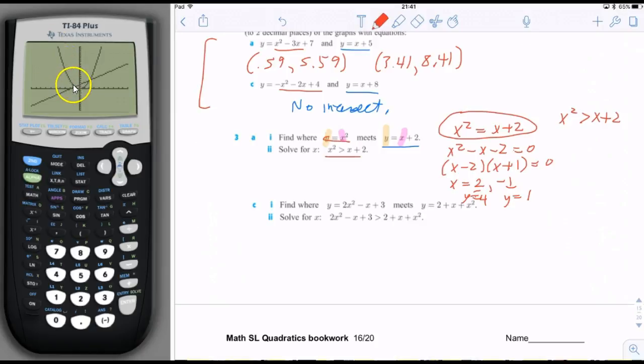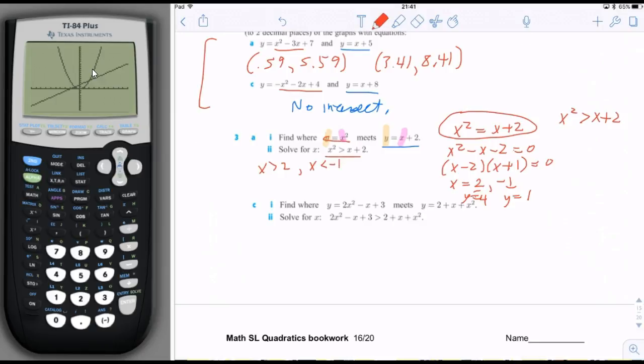The red function is higher than the blue function on this piece and on this piece. So this piece would be x is less than negative 1, and this piece would be x is greater than 2. So that's the answer, actually. It's x is greater than 2 or x is less than negative 1.